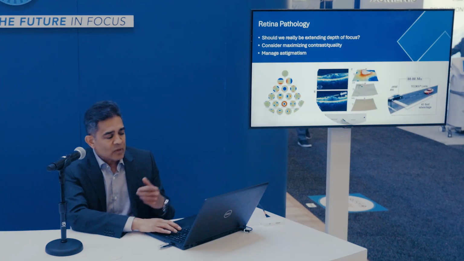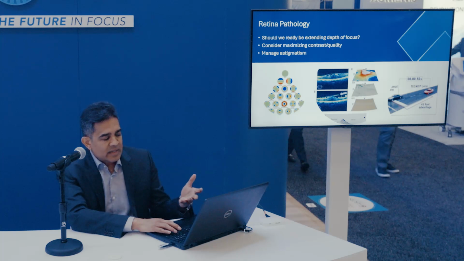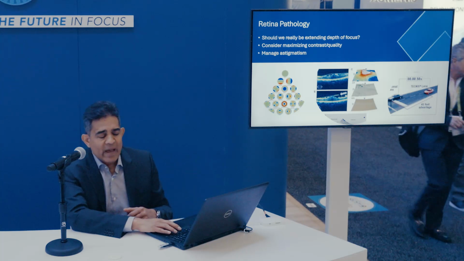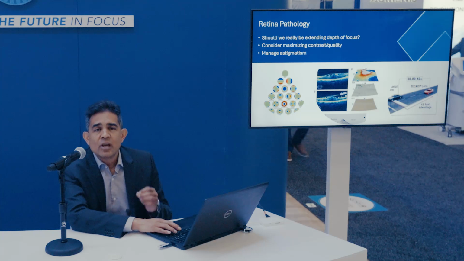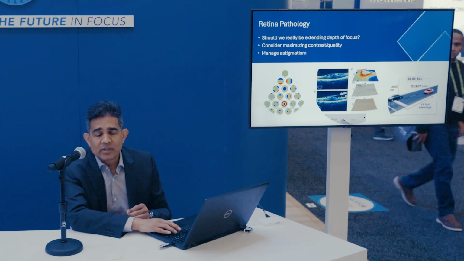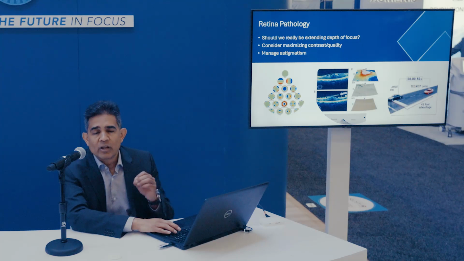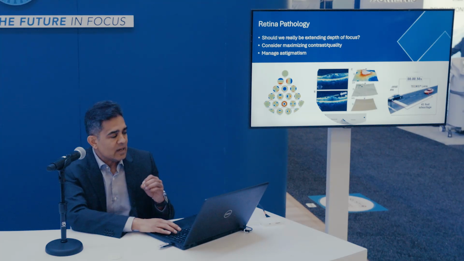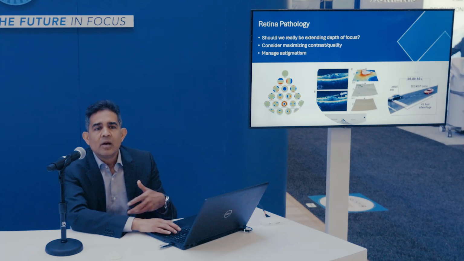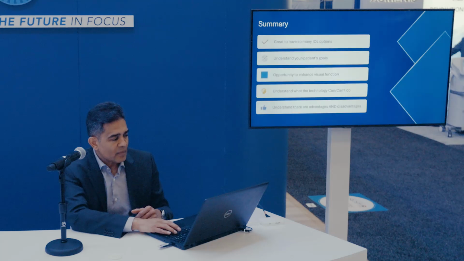Retina pathology. This is a patient that may have some CME or clinically significant macular edema. Again, the real question is, should we be extending the depth of focus? Again, my answer would be no. We want to try to maximize the overall contrast, quality of vision. And so I would choose a monofocal lens, potentially could add in managing astigmatism with a toric lens.